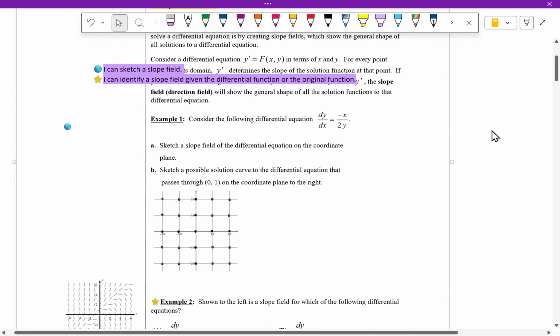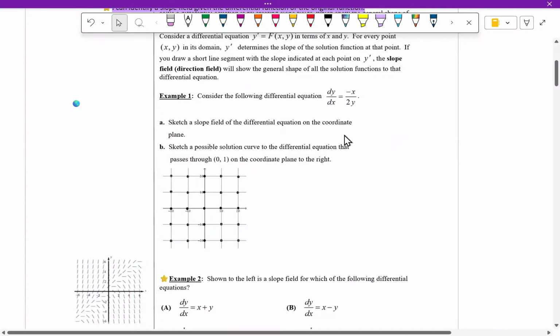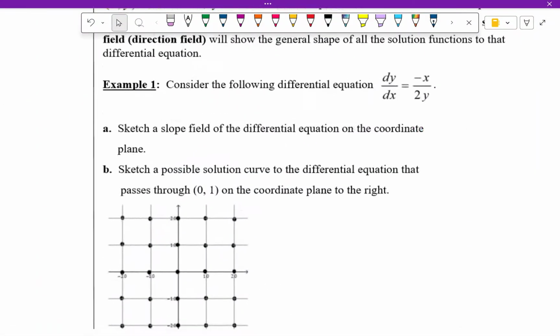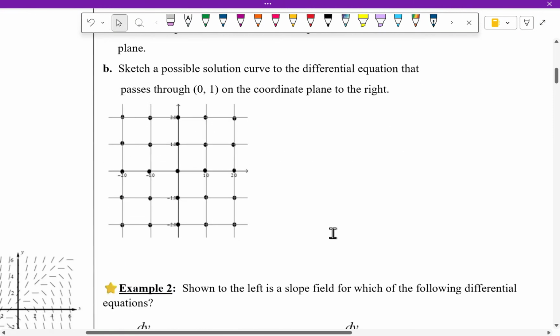Oh, good. Okay. All right, so we've got: consider the differential equation dy/dx equals negative x over 2y. We're supposed to sketch the slope field of the differential equation on the coordinate plane. And then it says we're supposed to sketch a possible solution curve. So if this comes to you on free response, which most likely it won't anymore, but if it does, you only sketch where the dots are. This one has a lot of dots, okay? If there were only like 9 dots, we would only sketch on the 9 dots, okay?